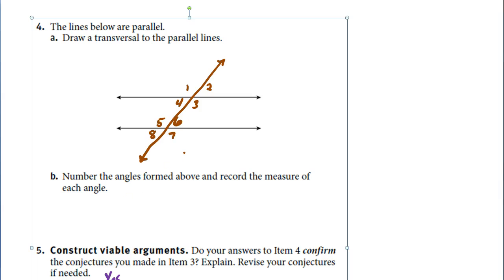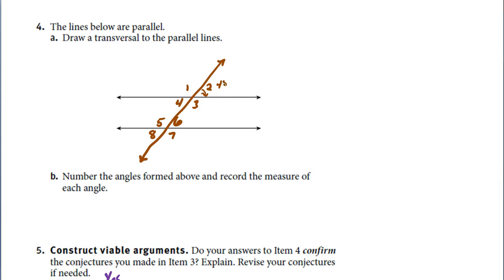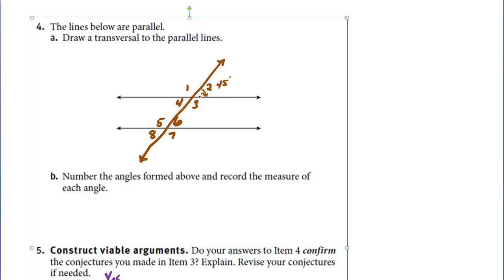Now record the measure of each angle. When I put a protractor on this angle right here, it turns out to be approximately 45 degrees, as do all angles that have that same acute look to them. Angle 1, when measured on a protractor, is 135 degrees. Again, if that's a straight line, they have to be supplementary, correct? And then all angles that are that same obtuse shape as angle 1 are also going to be 135 degrees. So number the angles and record the measure of each angle.